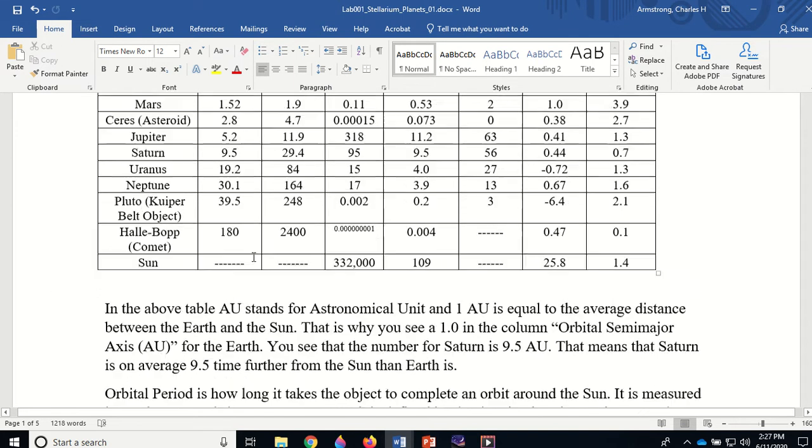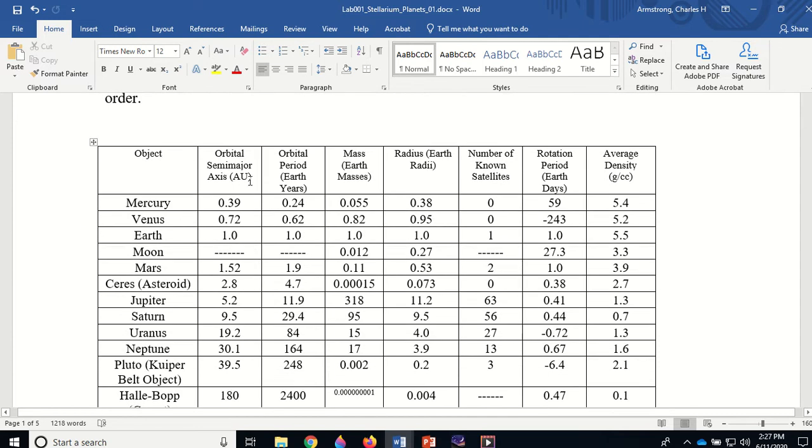Now, AU stands for astronomical units. Okay, you see the AU there? That's astronomical units. That's the average distance. One astronomical unit, 1.0 astronomical units, is the average distance between the Earth and the Sun.